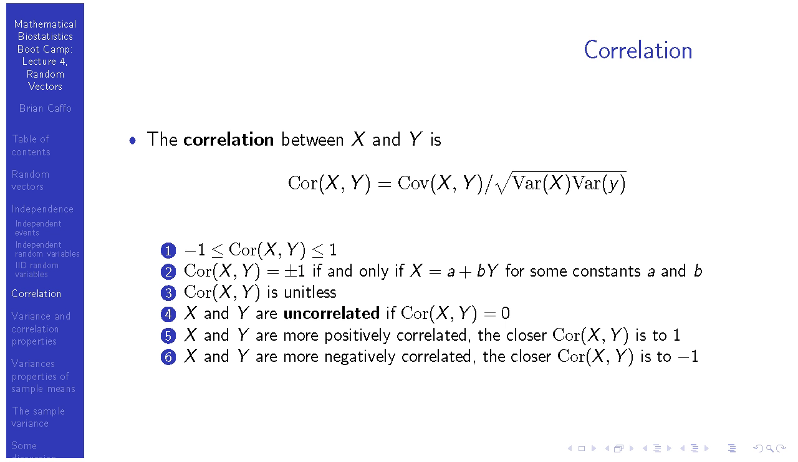Correlations have some nice properties. One is that the correlation is only plus or minus 1 if and only if the random variables are linearly related, x equals a plus by for some constants a and b. Correlation is unitless, as we discussed already. And then we say x and y are uncorrelated if the correlation of x and y is 0. The more positively correlated they are, the closer Cor(x, y) gets to 1, and they're more negatively correlated as Cor(x, y) goes to minus 1.